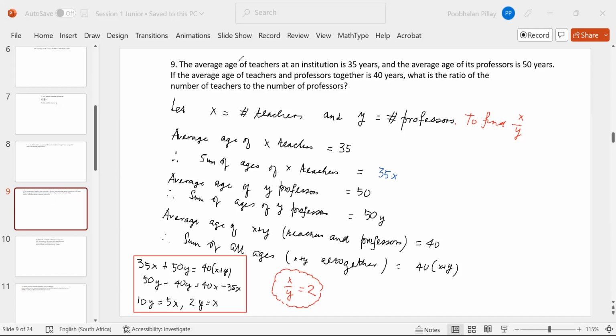So let's have a look at what the information is. The average age of teachers is 35 years. Now, you know you've got X teachers. So the average age of X teachers is 35. That allows us to calculate the sum of all the ages of the teachers. The sum of the ages of the X teachers will be 35, the average, times the number of teachers, which is X.